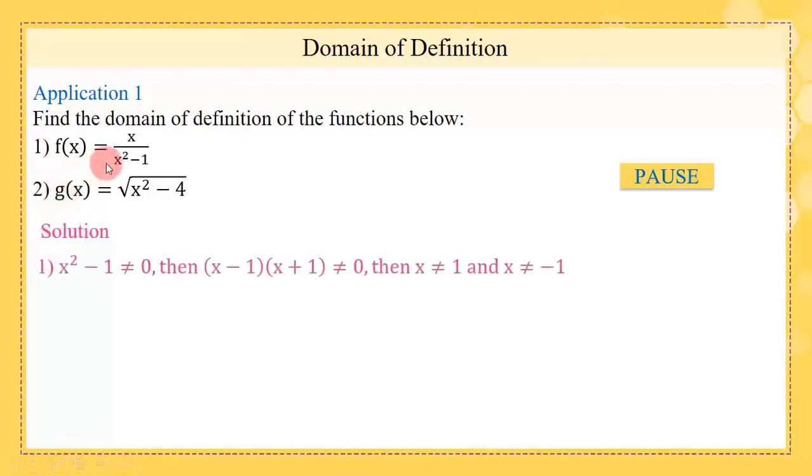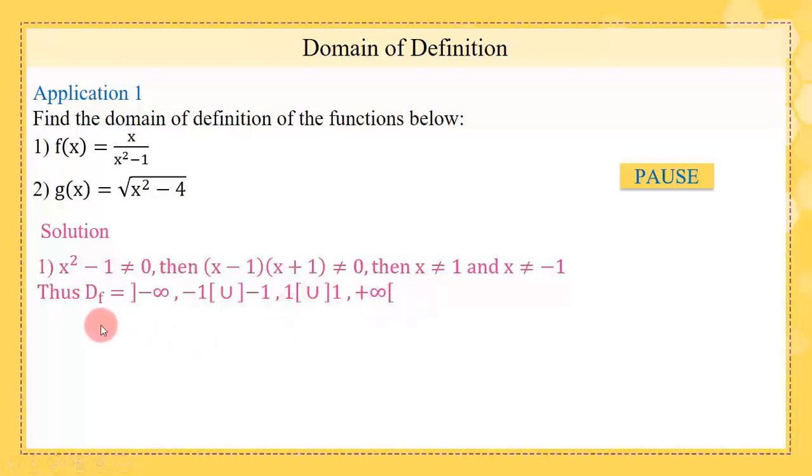Solution. f of x is a rational function, so f is defined whenever the denominator is different from 0. So x squared minus 1 is different from 0. We factorize the left side to get (x minus 1)(x plus 1) different from 0. So x is different from 1 and x is different from minus 1. Therefore, the domain of f is minus infinity to minus 1, union from minus 1 to 1, union from 1 to plus infinity.